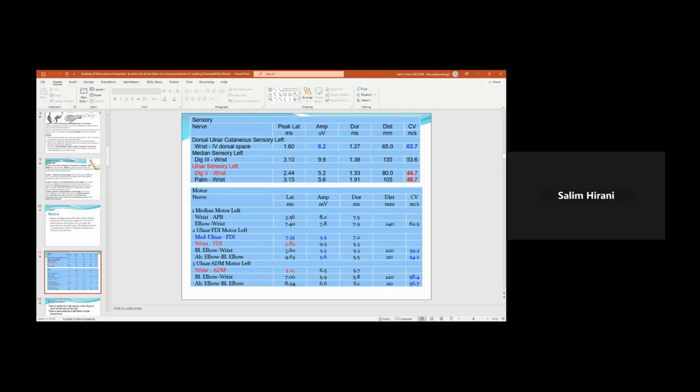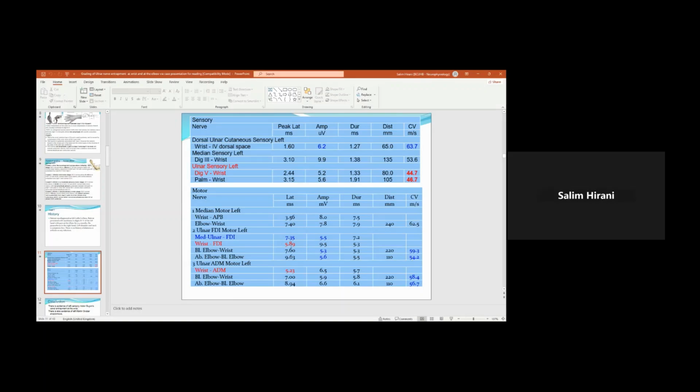When we did the FDI, the distal latency is 5.89, where our normal value is 4.5, and the same here at 5.23. So it is a slow conduction, prolonged distal latency with normal amplitude. There's a Martin Gruber in this patient as well, where the amplitude is dropped below the elbow, and it is recorded from the median nerve as well while recording from FDI. Conduction velocities are normal.